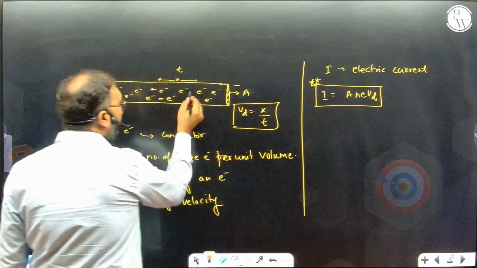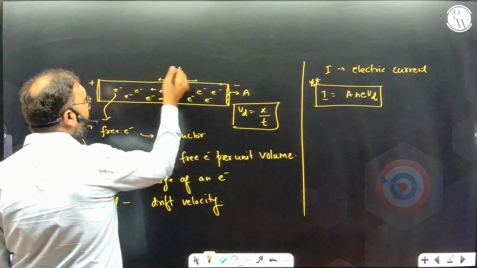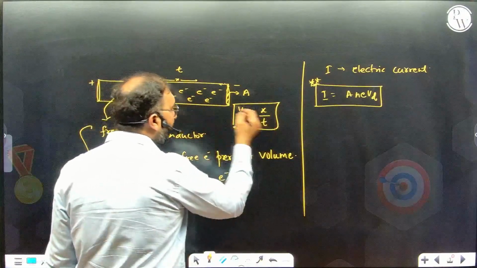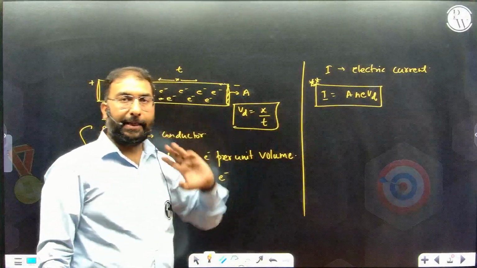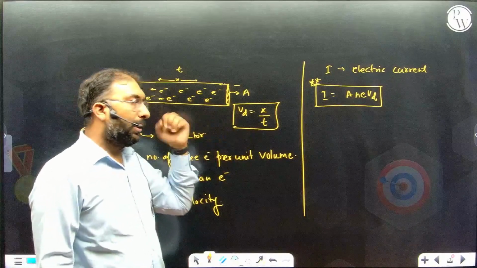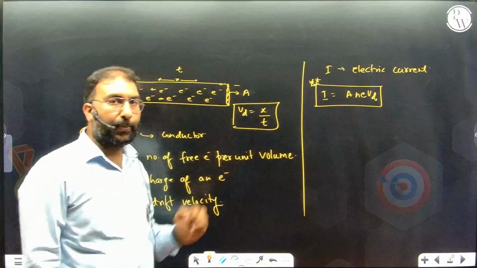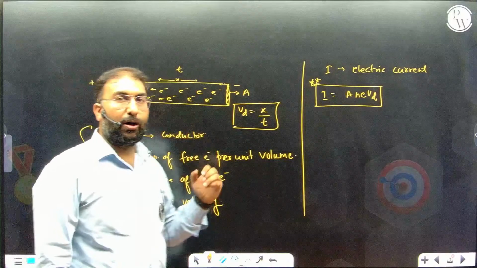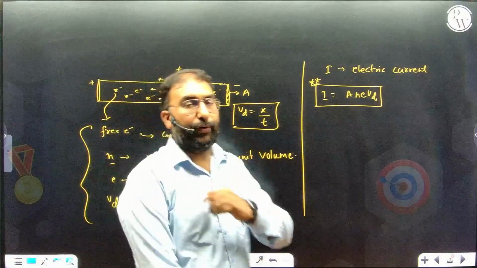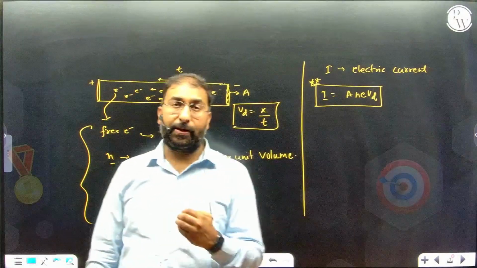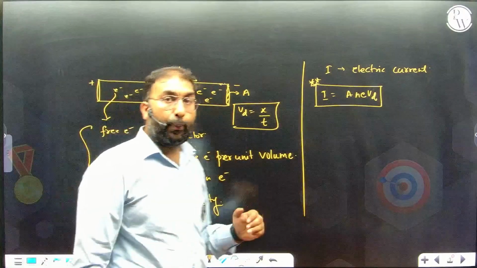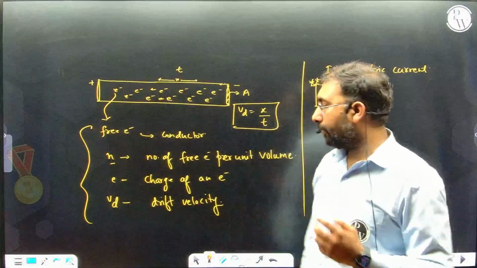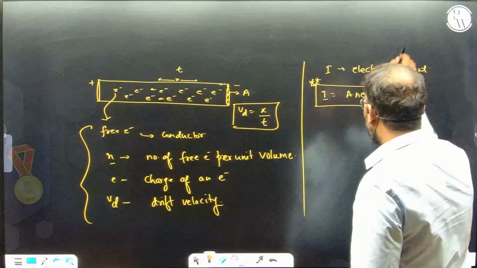So the electron has drifted by a distance of x in t time, then drift speed will be written as x by t, total distance traveled divided by time. This is a very clear idea about the drift speed: this is not the speed at which the electron is moving. This is the speed at which the electron is drifting in the conductor toward the positive terminal. This is the difference. I hope you understood this one.